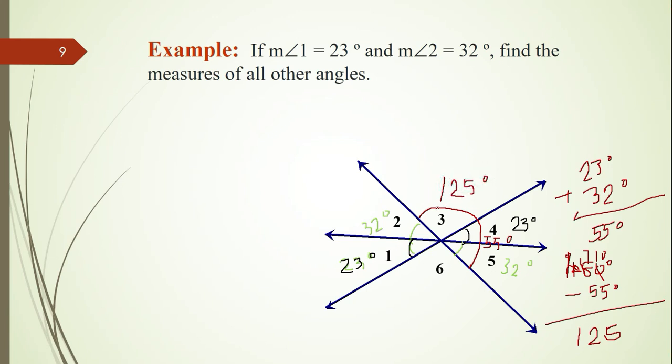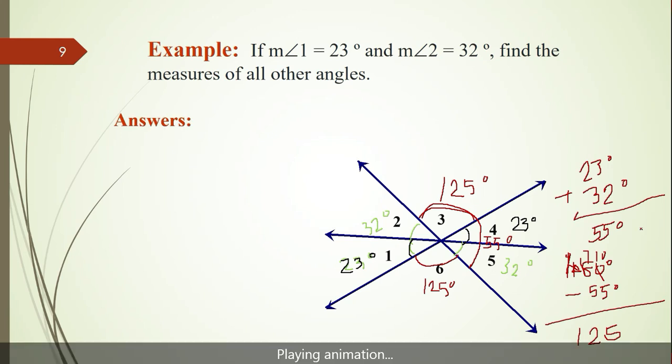Okay, so we need to always remember this should sum up to 180. 125 plus 23 is already 148. Okay, 148 plus 32, alright, it should make 180. So, let's check. Therefore, if angle 3 is 125 degrees, angle 6 should also be 125 degrees. And that's the answer.